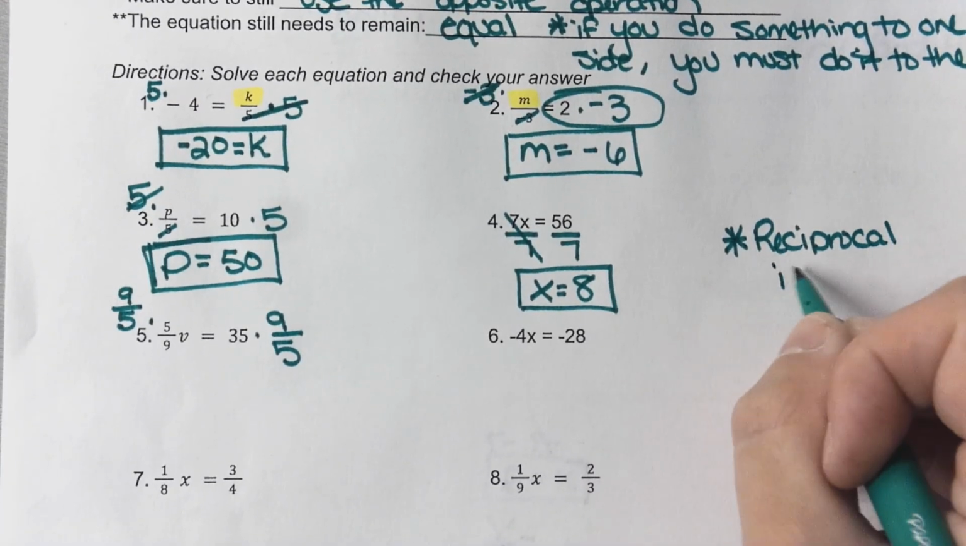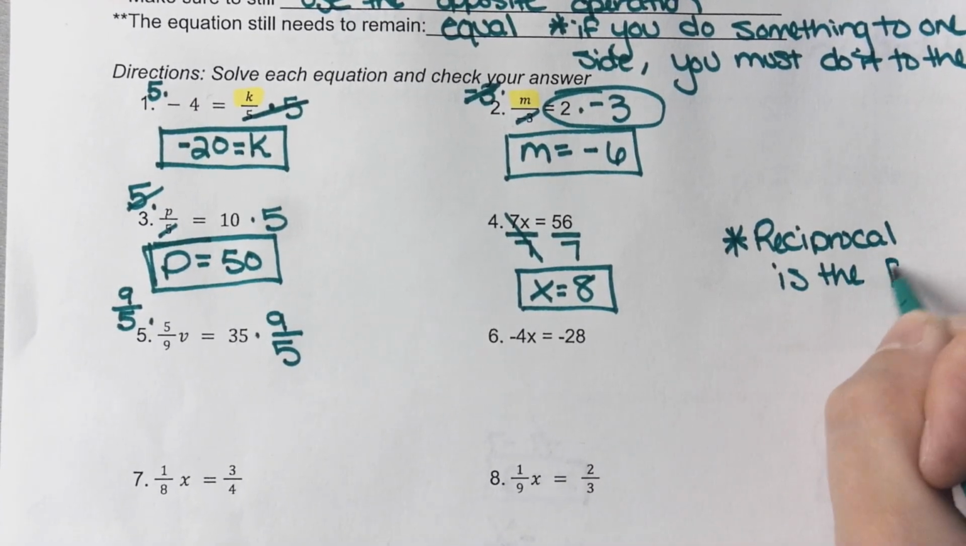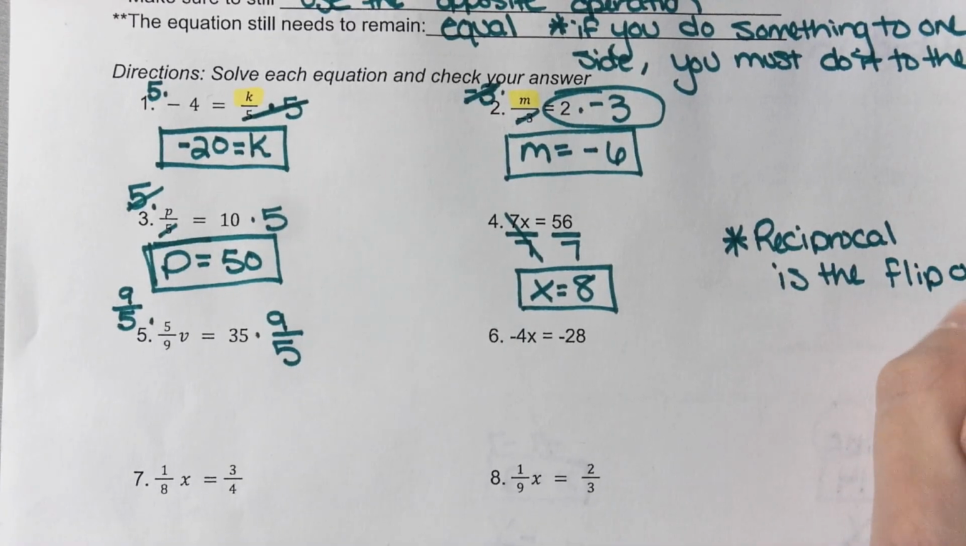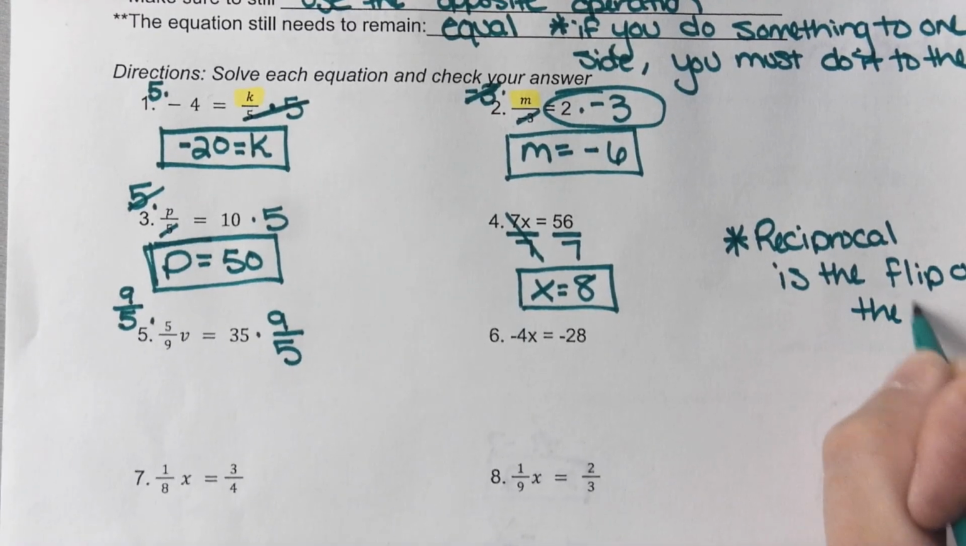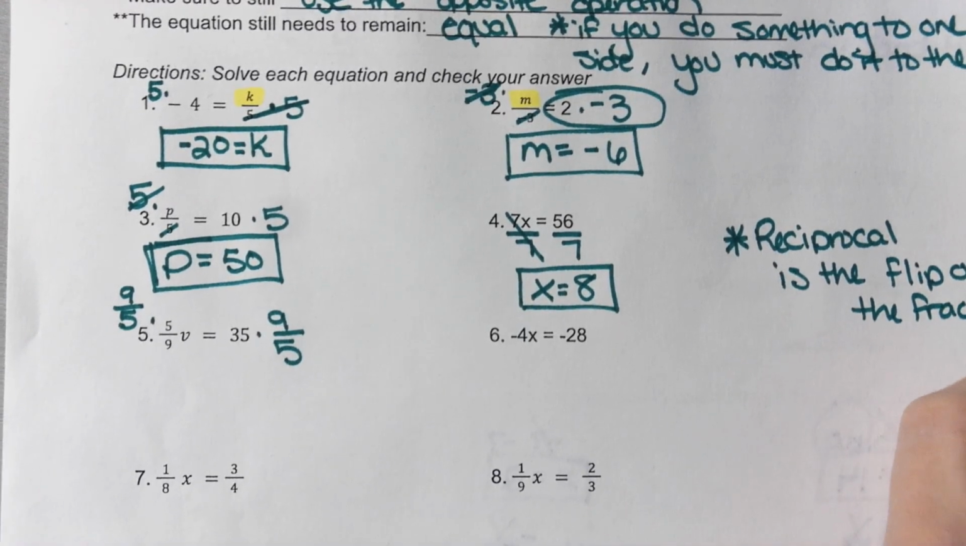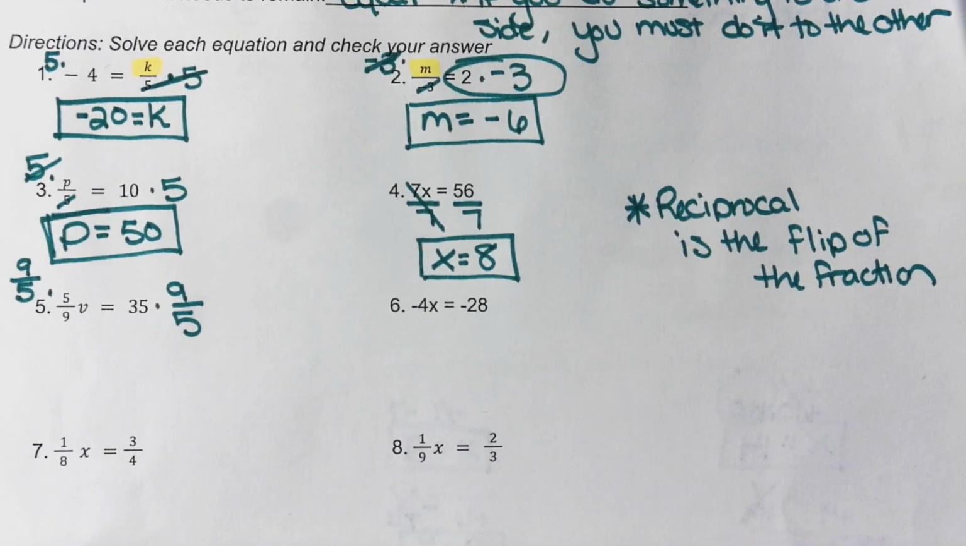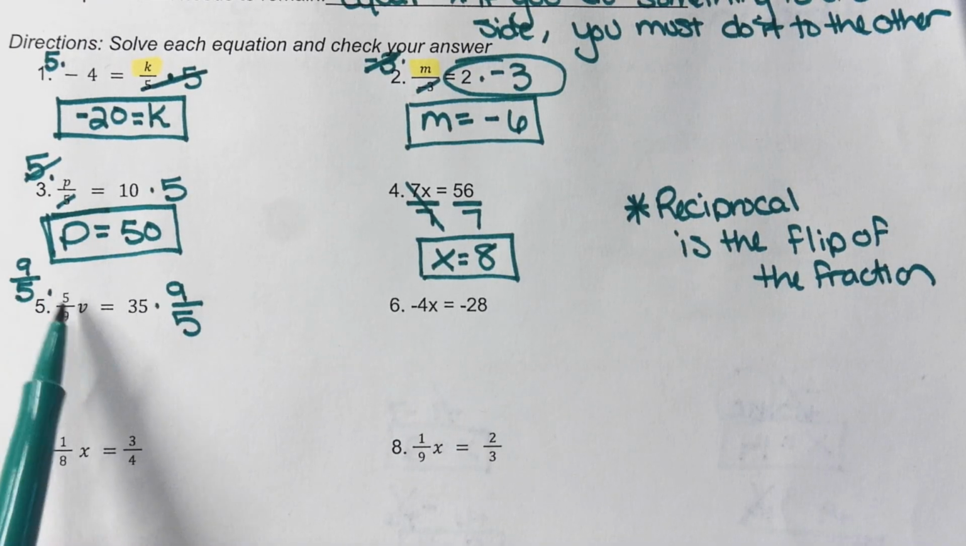Reciprocal is the flip of the fraction. So it's when you take the fraction and flip it. Here's why it works. Look at the numerator.